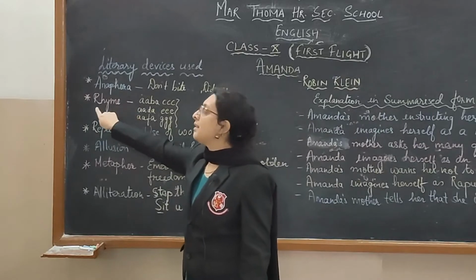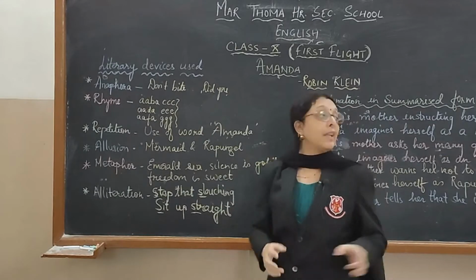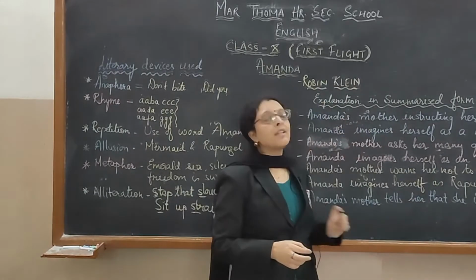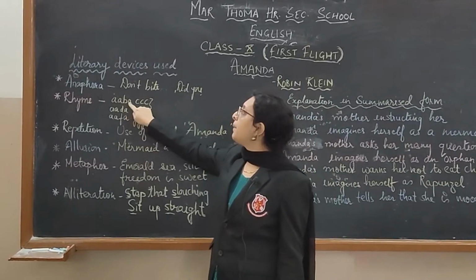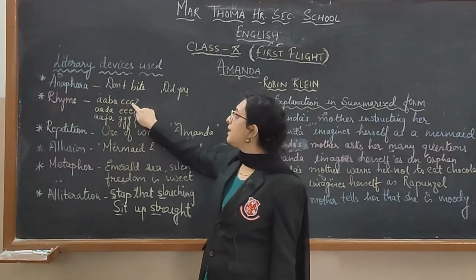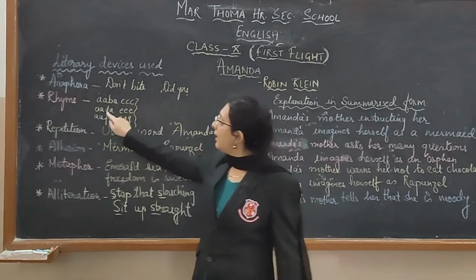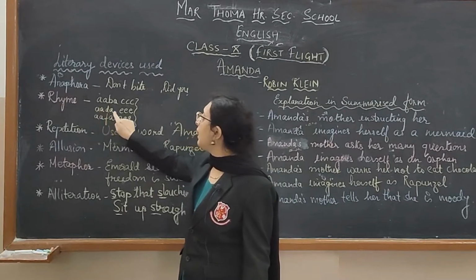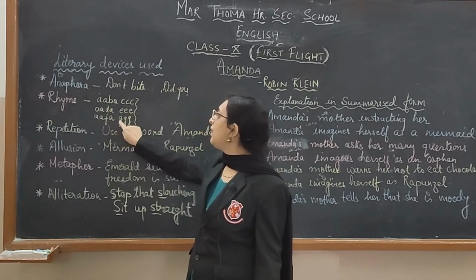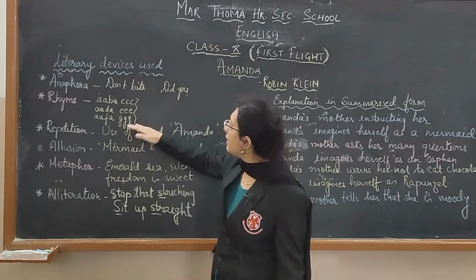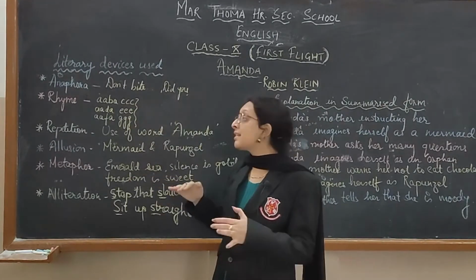The second device is rhyme. You will see that this poetry has a perfect rhyme. The first stanza and the second stanza, if I club them, the rhyme scheme comes out to be A, B, A, C, C, C. Then the next two stanzas will be A, D, A, E, E, E, and the last one is A, F, A, G, G, G. You can see that Robin King has written this poetry in a perfect rhyme scheme.